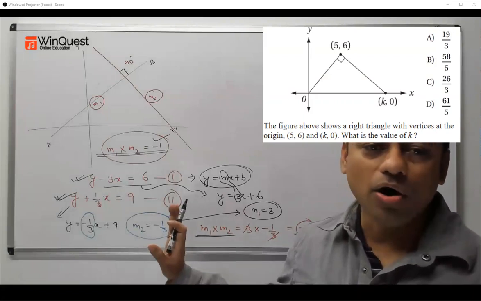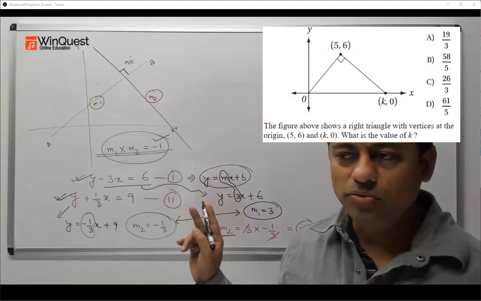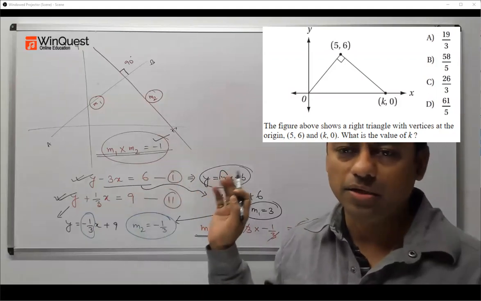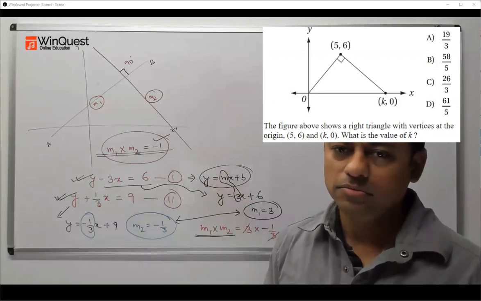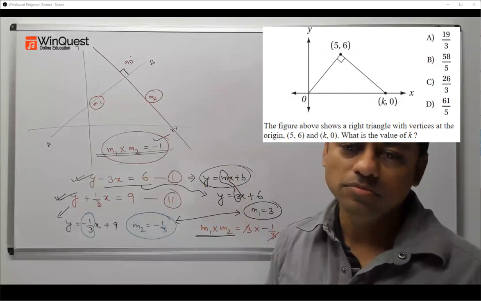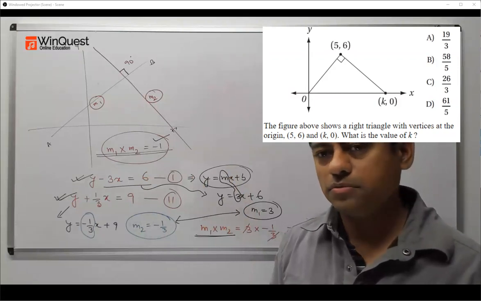Are we clear now on the basic idea? Parallel lines have the same slope values. For perpendicular lines, this is the relationship. Are we clear? Yes, sir. Now please come back to this problem and think about how to solve this.